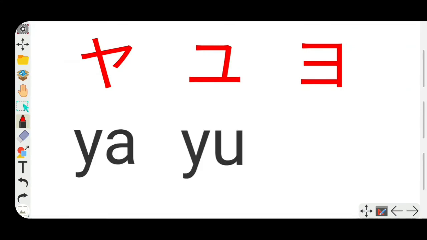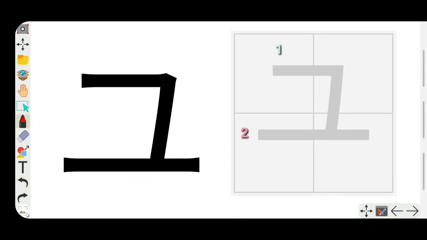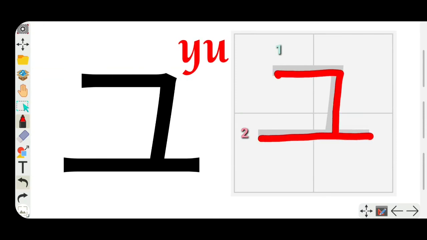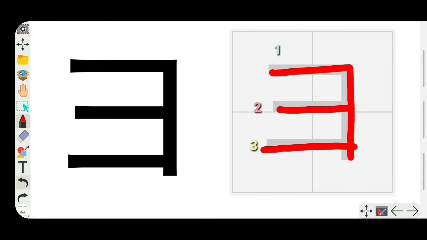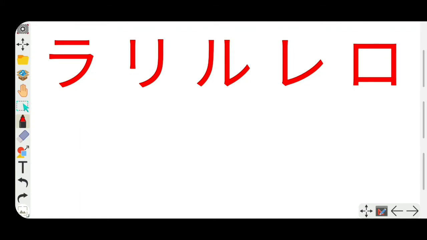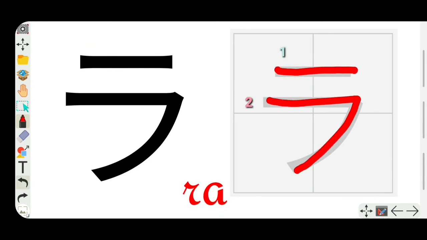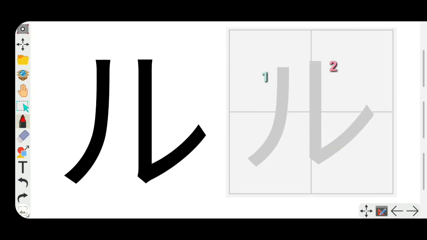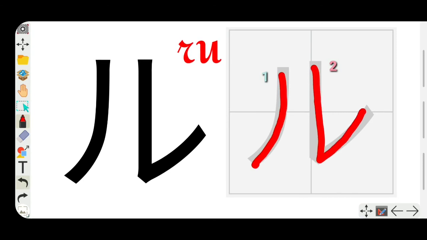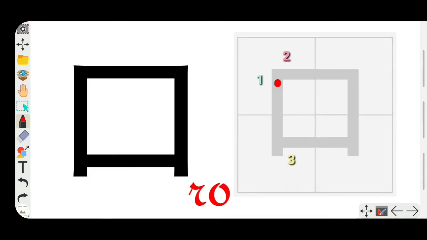Next batch is the ya, yu, yo. For ya, 1, 2. Yu, 1, 2. Yo, 1, 2, 3. Next batch is ra, ri, ru, re, ro. So, for ra, 1, 2. Ri, same as sa hiragana. Ri, 2. Ru, 1, 2. Re, 1. Ro, so, patayo muna, pahiga, saka siya i-close. 3.